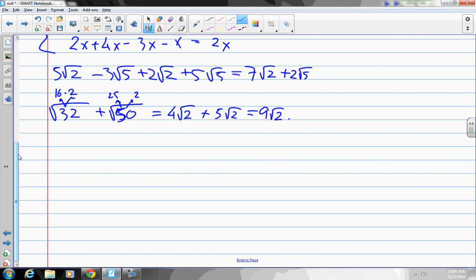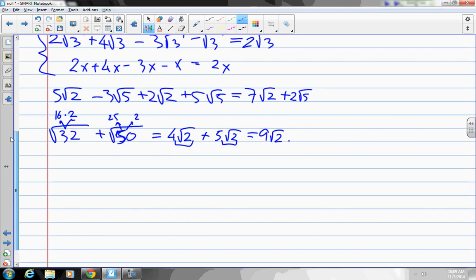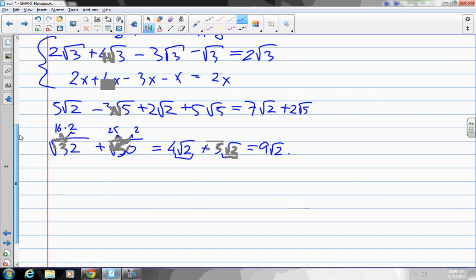So, after we simplified them, we realized that they do have the same radical. So they are like terms, so you can combine them. It's 4 roots 2 plus 5 roots 2 is 9 roots 2. How's that? Okay. So again, just think about combining like terms.